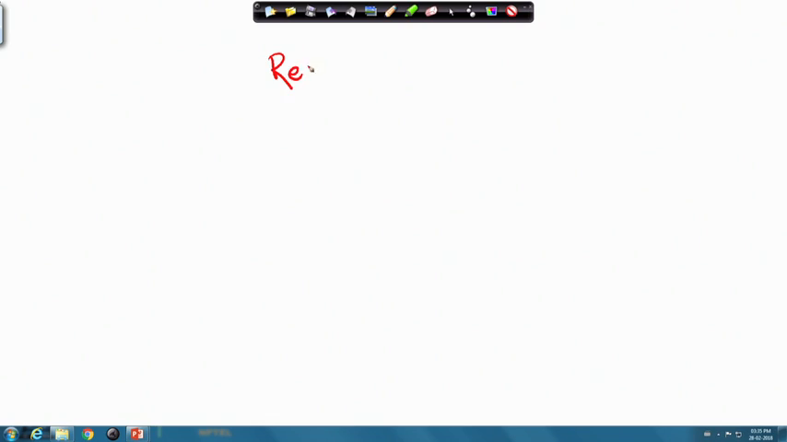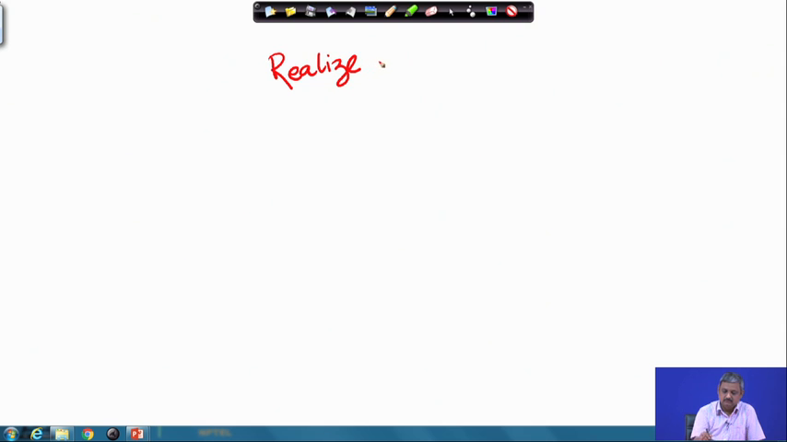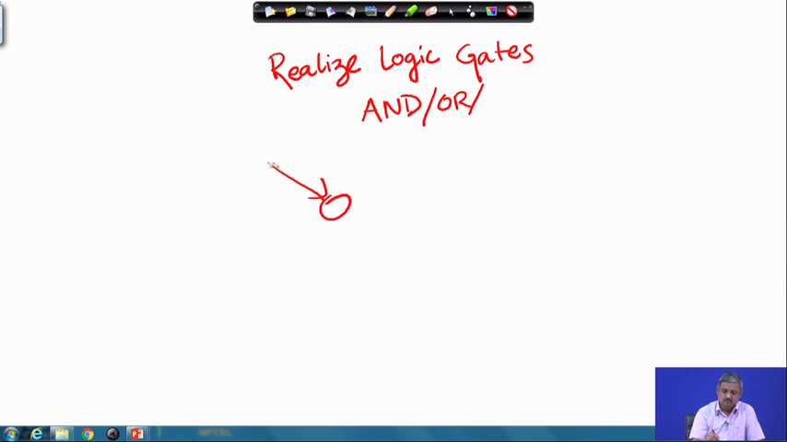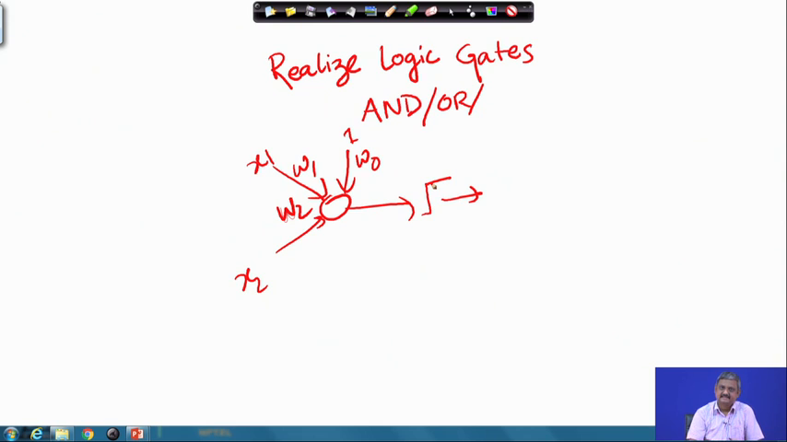And we also showed that you can realize logic functions or logic gates like AND, OR, etc., by choosing proper values of the weights and the bias, which with the threshold function would realize these gates.